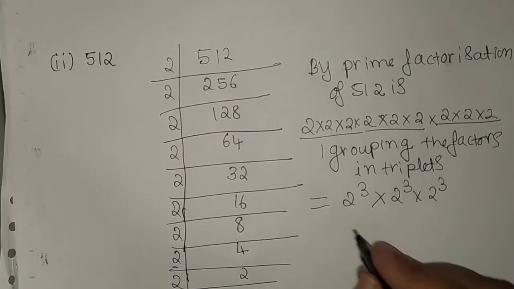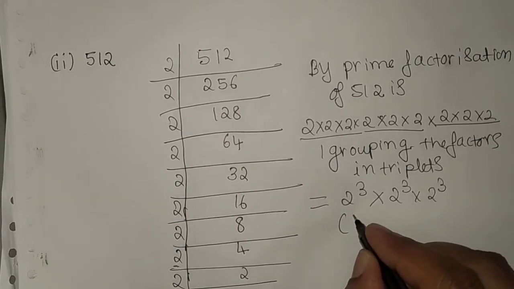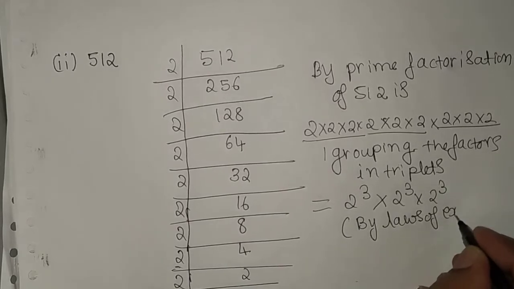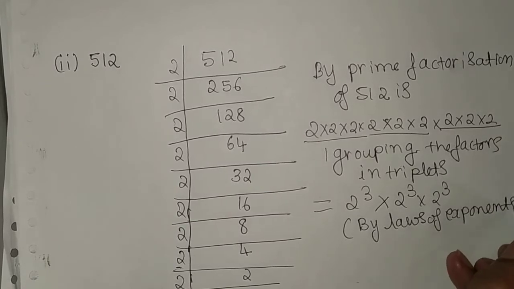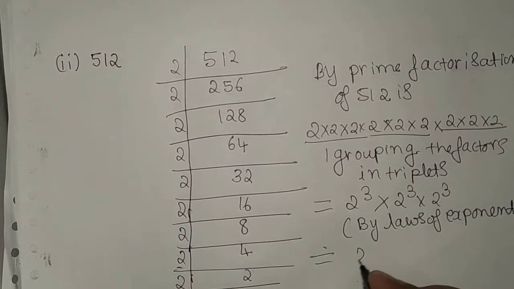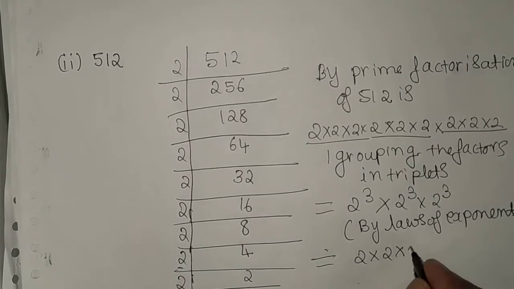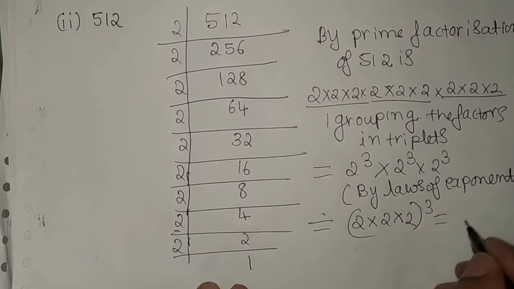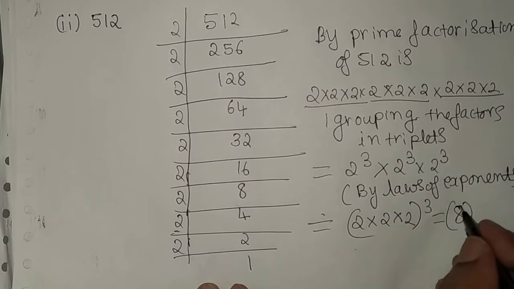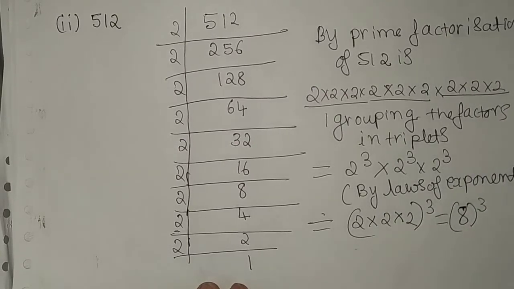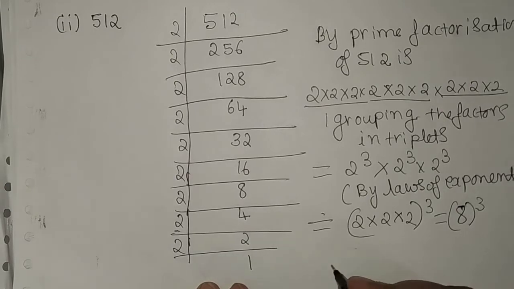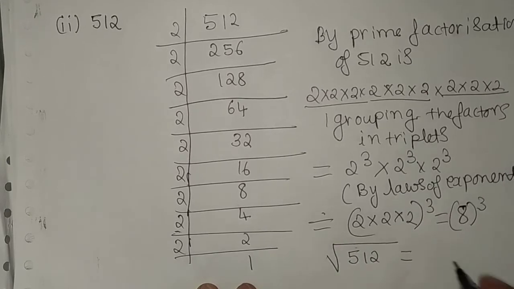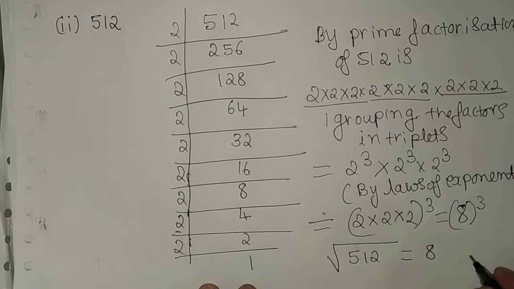So write down here, by laws of exponents, what can we write? Take all the bases, that is 2 into 2 into 2, the whole cube. So 2 into 2 into 2 will become 8 cube. Therefore 512 is equal to 8 cube, so 8 is the answer.